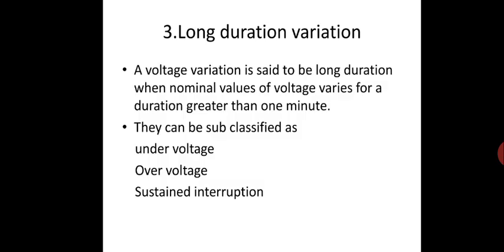So next one we see long duration variations. A voltage variation is said to be a long duration when the nominal value of voltage varies for a duration greater than 1 minute. So when a normal voltage varies for greater than 1 minute, then it is called long duration voltage variation. They can be subclassified as under voltage, over voltage and sustained interruption.